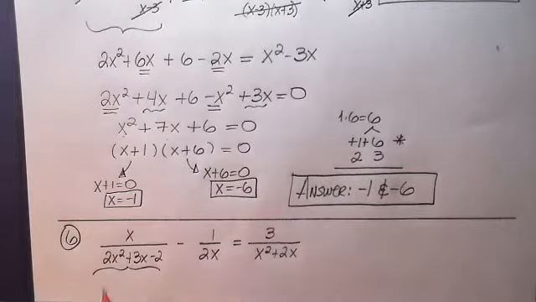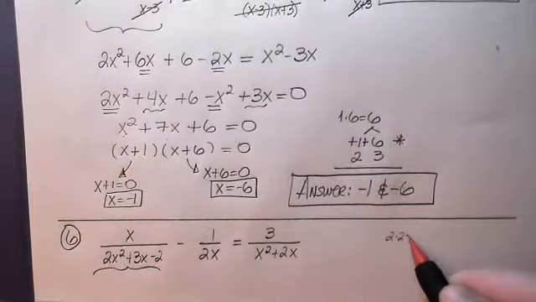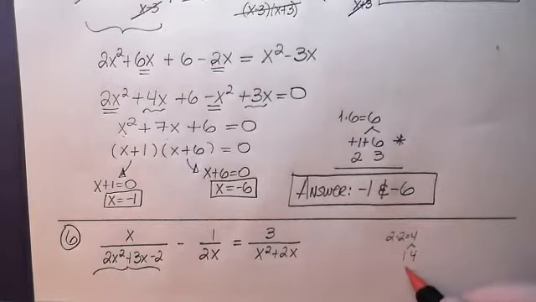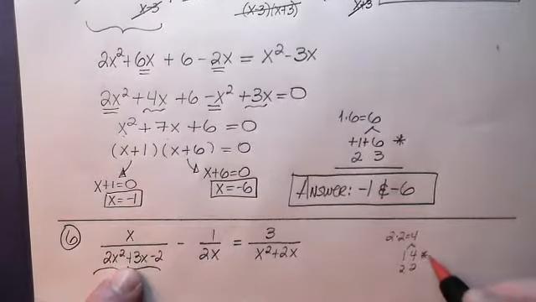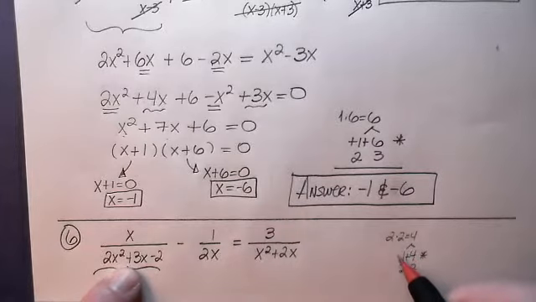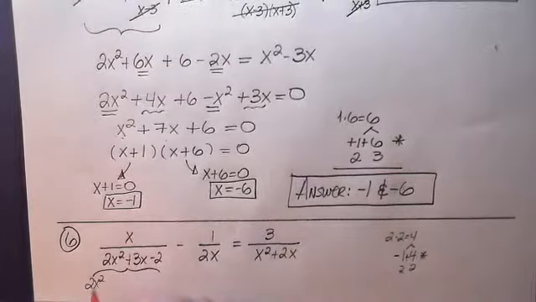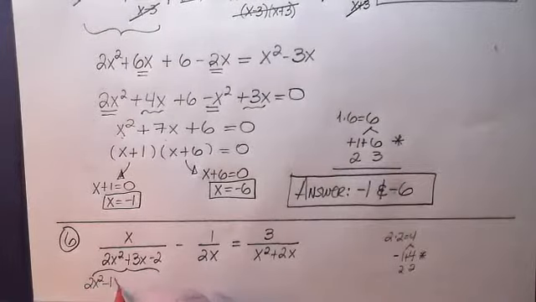Basically I multiply 2 times 2 equals 4. The numbers that give me 4 are 1 and 4, and 2 and 2. Which one is going to give me a 3? The 1 and 4. The 4 has to be positive, and the 1 has to be negative. So that means this would be 2x squared minus 1x plus 4x minus 2.